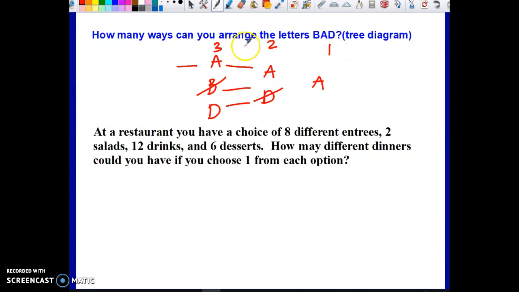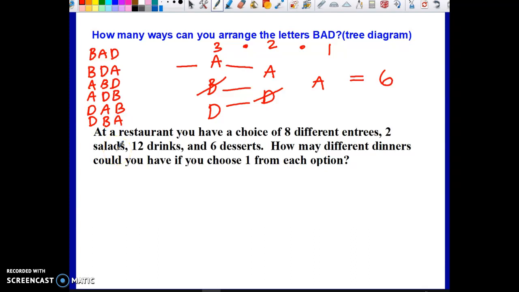The fundamental counting principle states that I must multiply those numbers together, and the total number of ways I should be able to arrange the letters BAD is 3 times 2 times 1, which is 6. Now, since it's a small number, let's find all those different permutations. I could have BAD, or BDA. Or let's say I chose A first: I could choose ABD, or ADB. Or I could have chosen the letter D first and have DAB or DBA. Those are the 6 different ways I could do it.